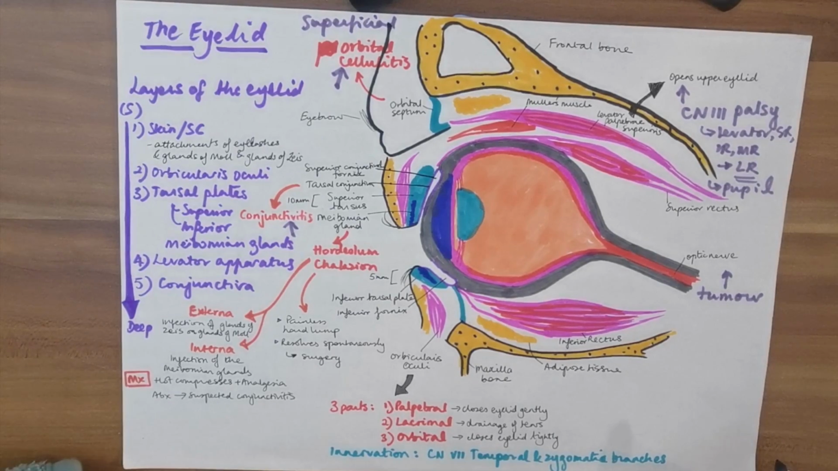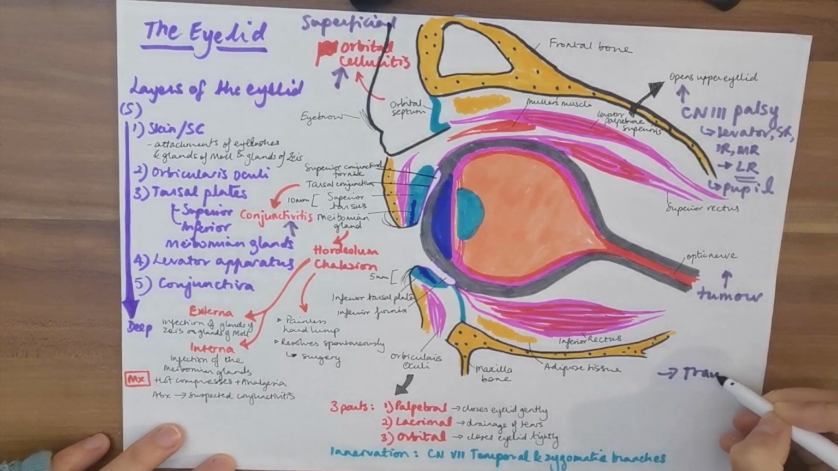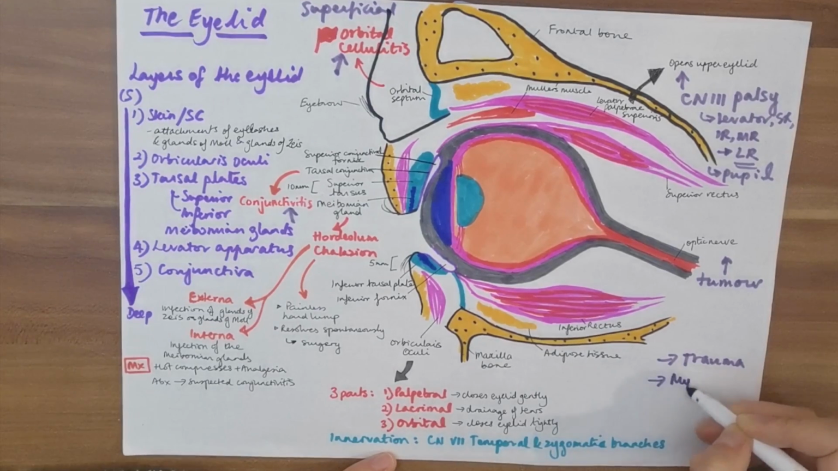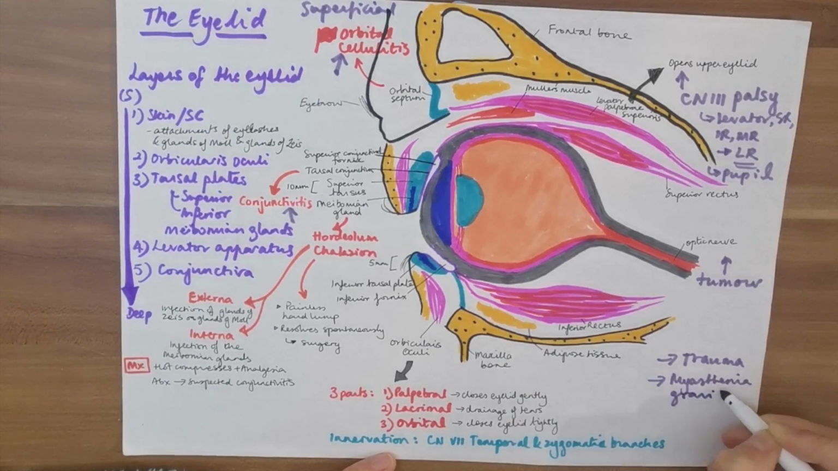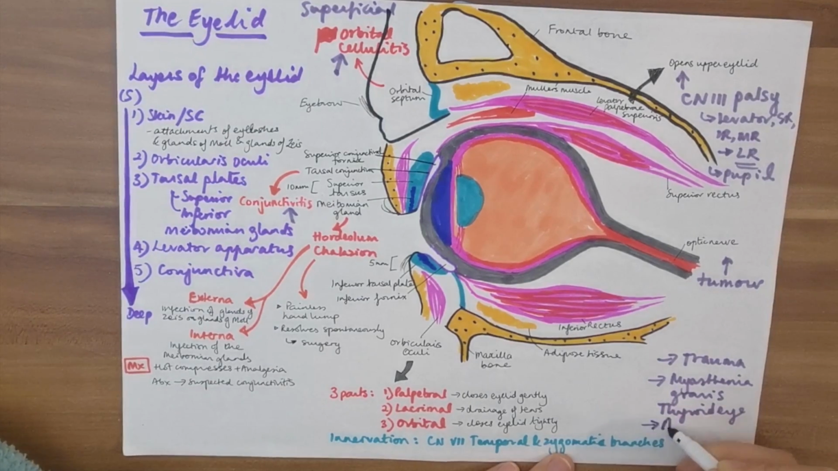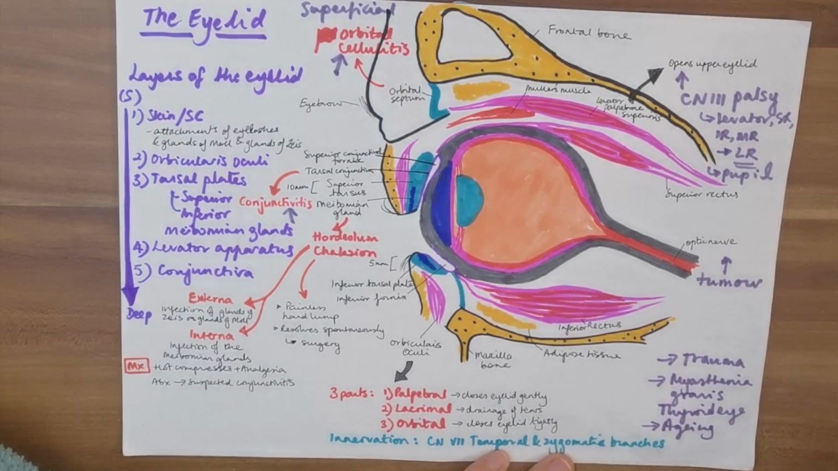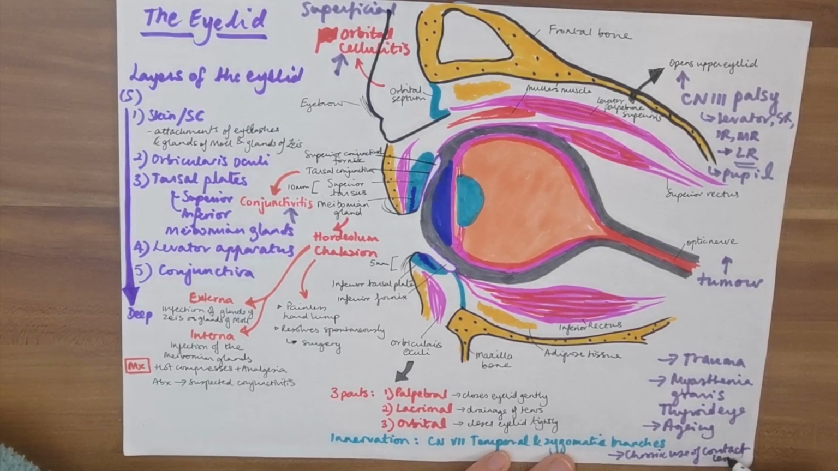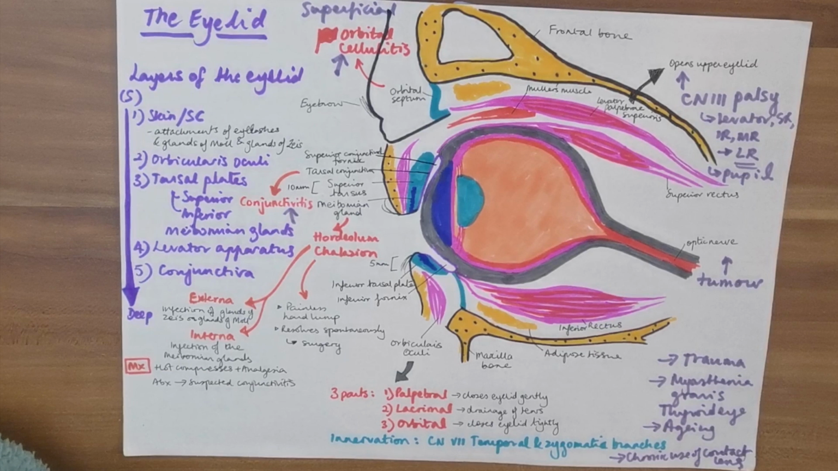Other things include trauma, either blunt trauma or penetrating injury to the levator, myasthenia gravis, thyroid eye disease, aging, which is actually one of the main causes because the levator muscle weakens when you age. Lastly, chronic use of contact lens because the contacts rub on the conjunctiva where the levator sits on, meaning the levator atrophies earlier than normal.